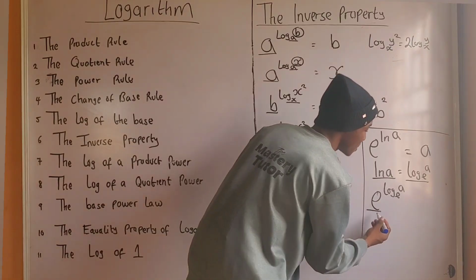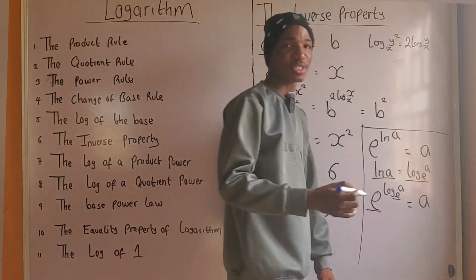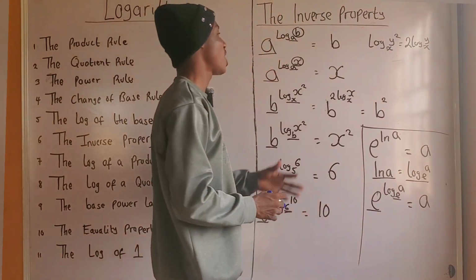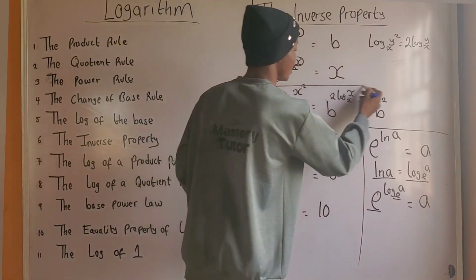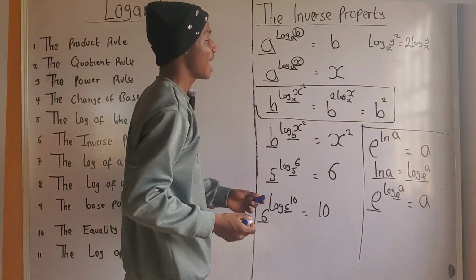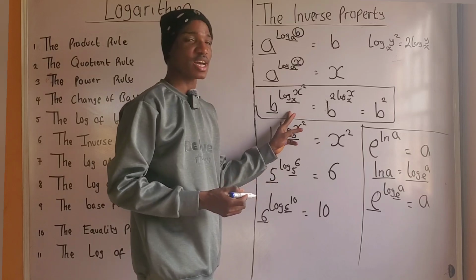Now, because what we have here is the same as the base of the logarithm, the result will be what? A. Do you understand? Okay, so what you have on the board here is called the inverse properties of logarithm. This one that you see here that I did, I just put it in the midst to help you understand that you can have a question of this kind.